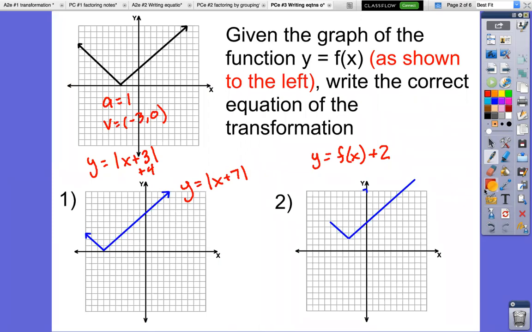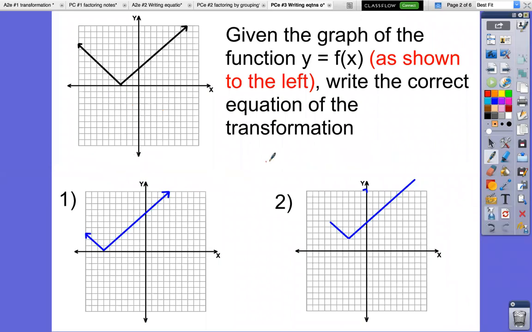Now, one other thing to be careful about on your homework is look for any sort of stretch or shrink on it. And if it's a stretch or a shrink, if I have something like 2 times f of x, that's going to be your vertical stretch. So that would be more steep. If it's 1/2, that would be your vertical shrink.